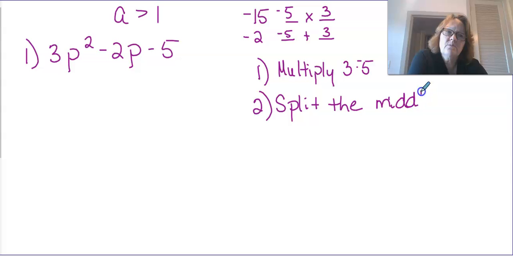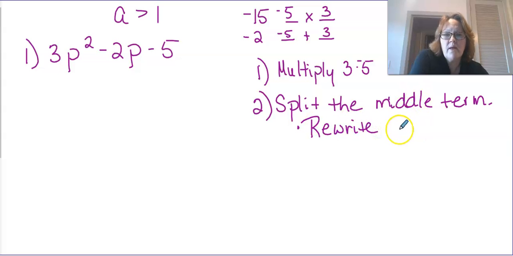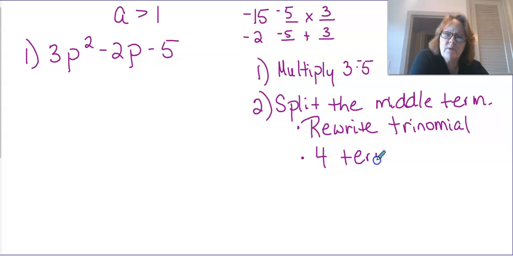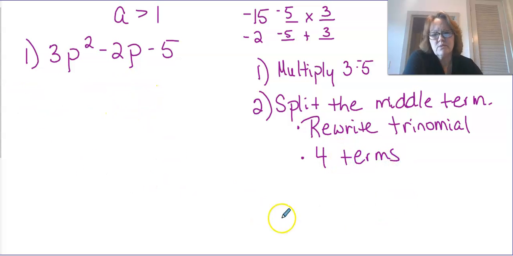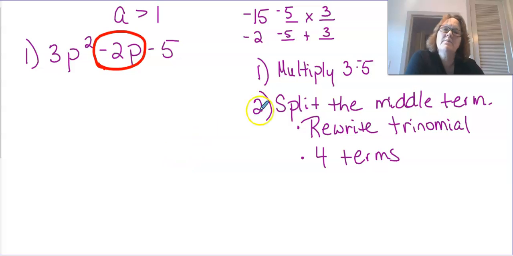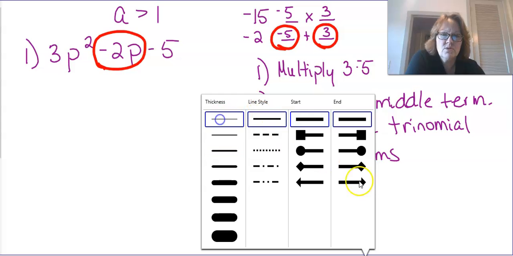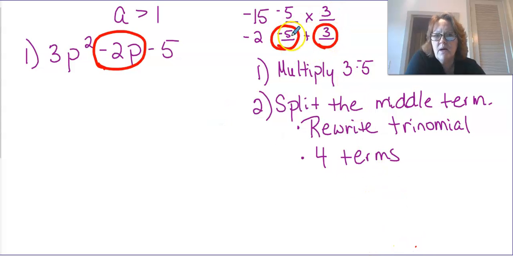So splitting the middle term involves rewriting the original trinomial, but it's going to end up with 4 terms, and I'm going to show you what I mean by that. Okay, so what I'm going to do is I'm going to circle this in a different color. I'm going to take this negative 2p, and I'm going to rewrite it using this and this. So using the negative 5 and the 3, I'm going to rewrite that as negative 5p and plus 3p. So let me show you what I mean by that.